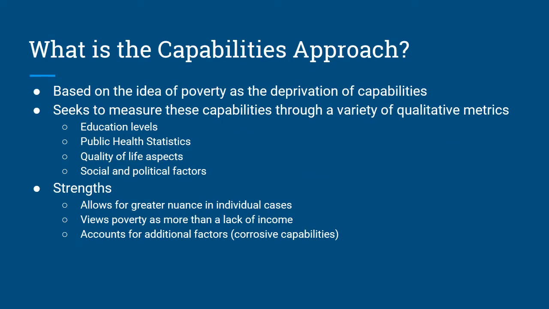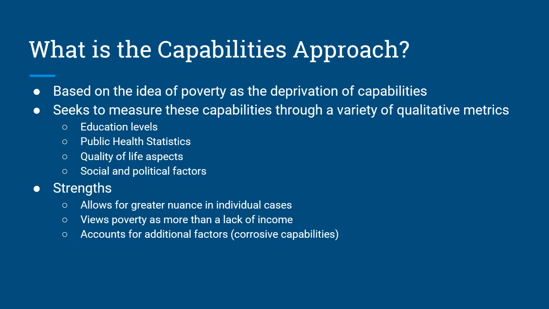The first, and possibly most integral of these approaches, is known as the capabilities approach. It is based on our aforementioned definition of poverty as a deprivation of capabilities, and seeks to measure these capabilities through a variety of qualitative metrics, such as education level, public health statistics, like life expectancy, quality of life aspects, and social and political factors that affect an individual.